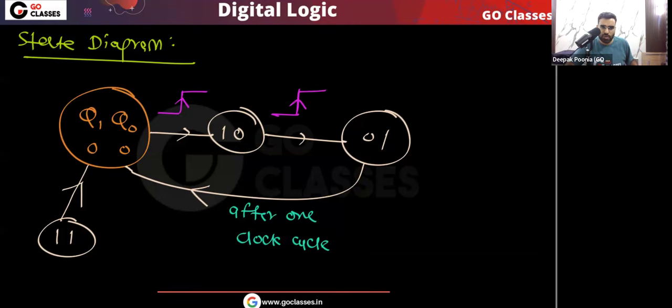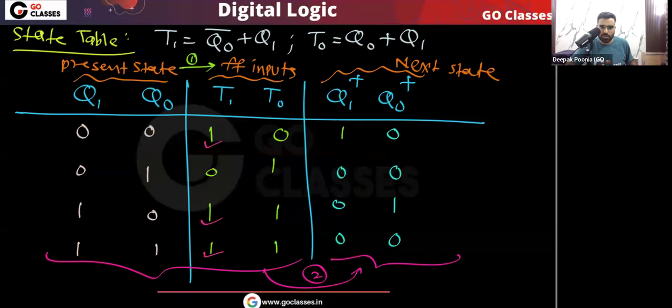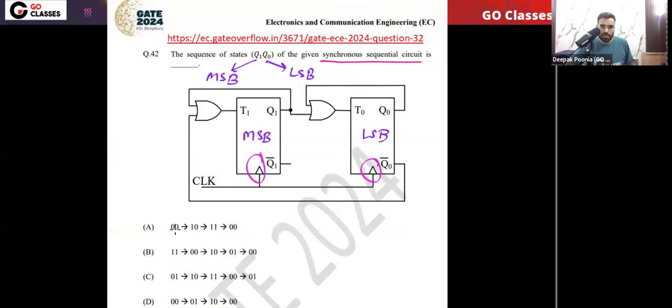It's like that. So from 0,0 we are going to 1,0, then 0,1. Okay, so let's see what will be the answer. You can see from 0,0 we are going to, this is wrong. You can see from 1,1 we are going to 0,0, then 1,0, then 0,1, then 0,0. Yes, this is the correct. So you can see answer will be option B. So this is a very simple question. I hope you understood.